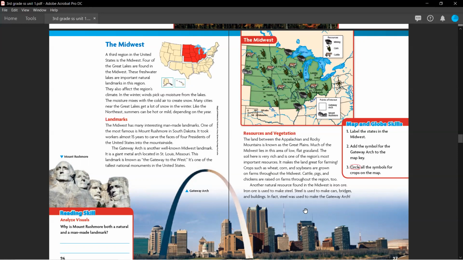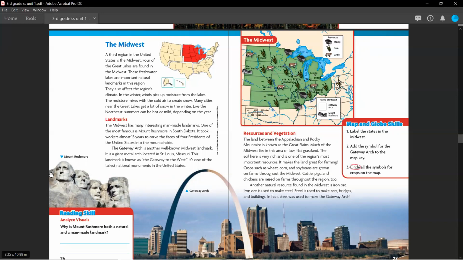So over here we see our picture, and the caption tells us that this is Mount Rushmore. This is the Gateway Arch. We see the label for it right there. Reading skills, analyze visuals. Why is Mount Rushmore both a natural and a man-made landmark? So take a minute to think about this. What makes it a natural landmark? And what makes it a man-made landmark?